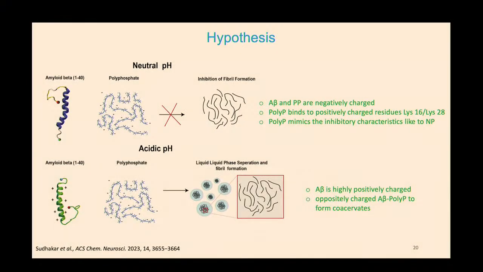All right, okay. So basically, I think the key message I want to show here is this effect of pH and polyphosphate in the aggregation behavior of amyloid.